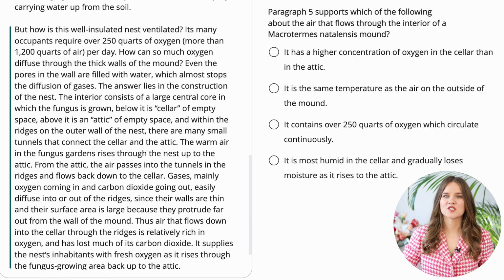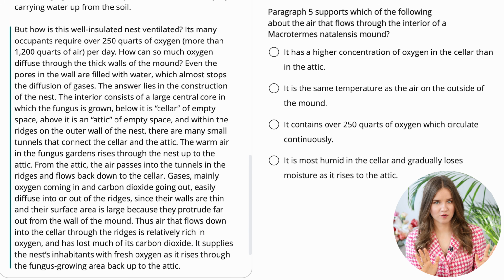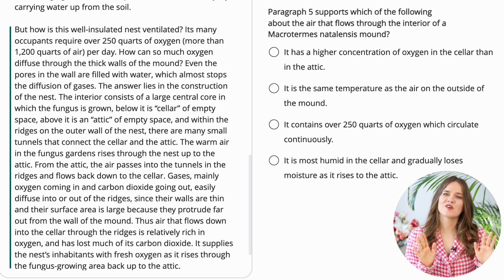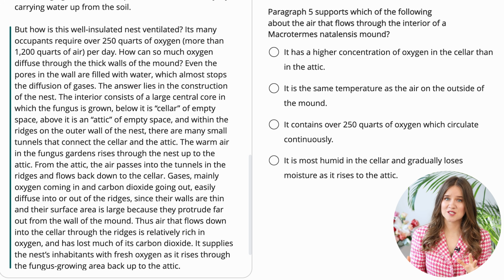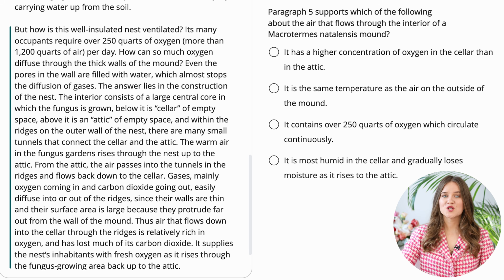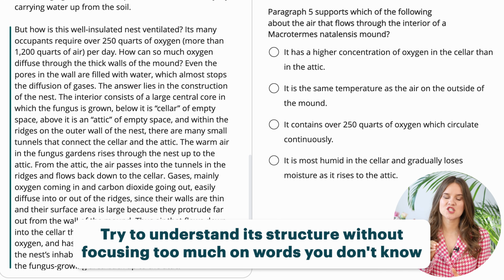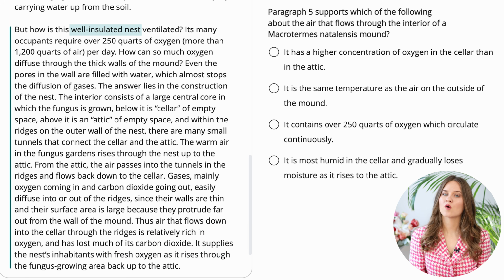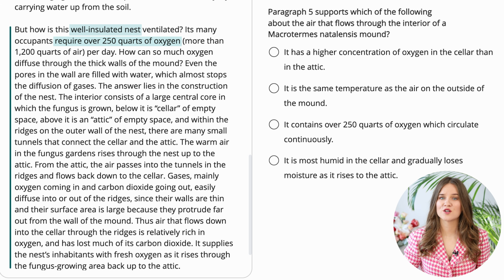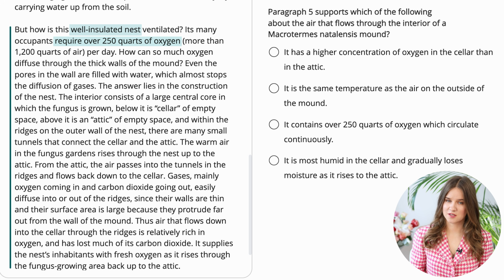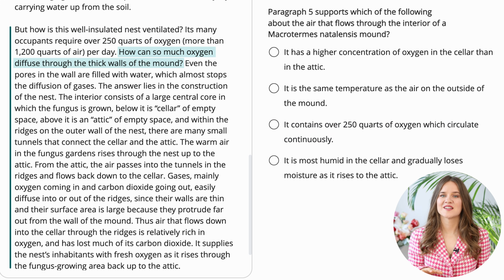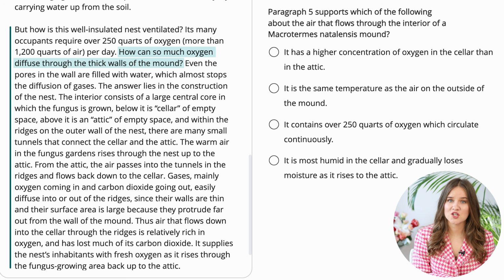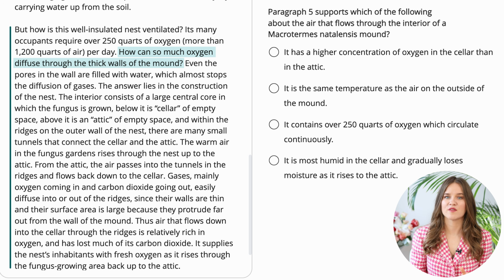However, this paragraph is huge, and since the TOEFL makers are aware of that, they've already given us a few earlier questions based on the same paragraph. So we already have some information about it, which makes it easier to break down. As you go through the paragraph, try to understand its structure without focusing too much on words you don't know. We can see that the nests are well insulated and require over 250 quarts of oxygen, which makes option C incorrect. Then we find an explanation of how much oxygen manages to diffuse through the thick walls of the mound.